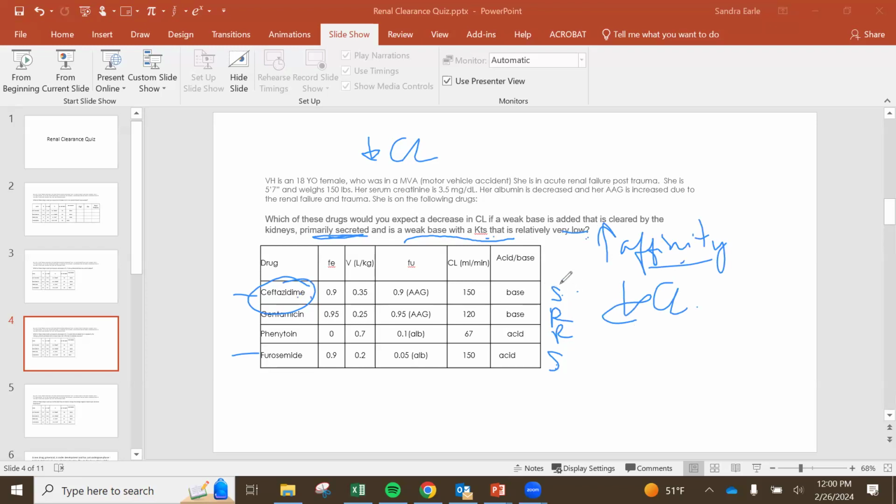Ceftazidime, because it's secreted and it's a base, would be competing with this new primarily secreted drug that's a base. And this base has a lower KTS. So this base is going to be preferred to use that carrier taking the drug from the blood into the urine, and therefore our drug ceftazidime will be left in the blood because it isn't going to get the ride into the urine, and therefore the clearance is going to decrease. Okay, good. All right, next one.